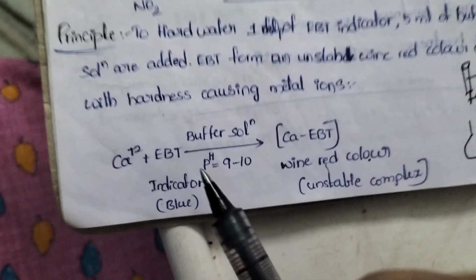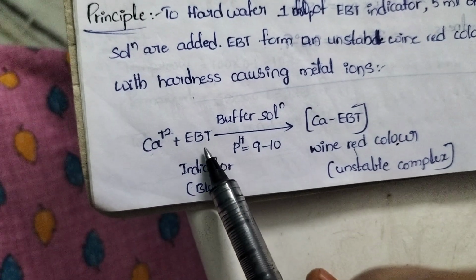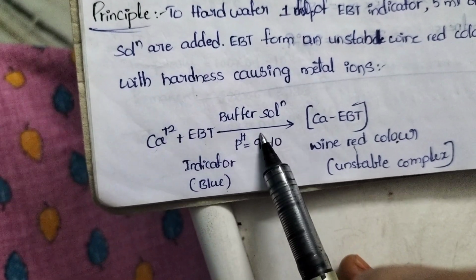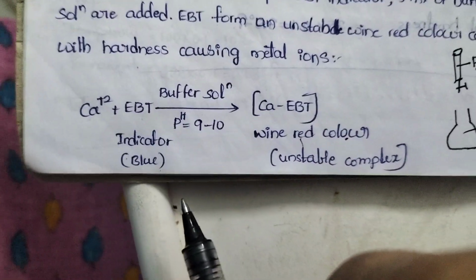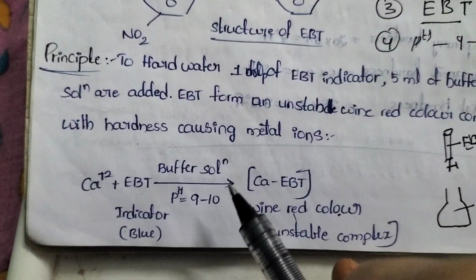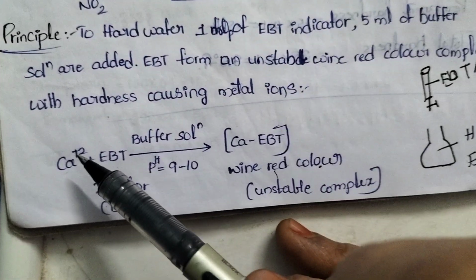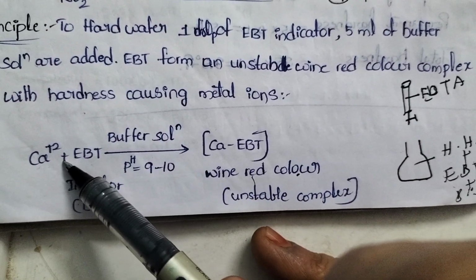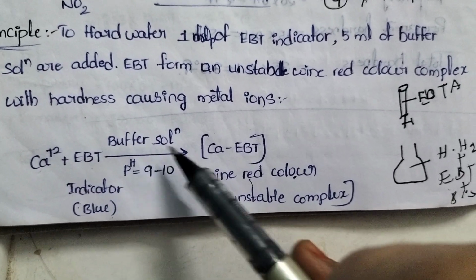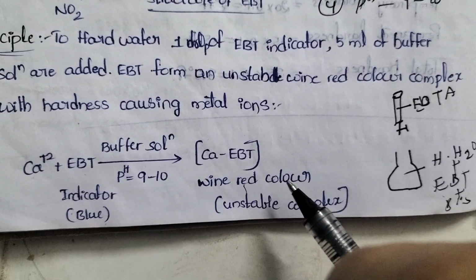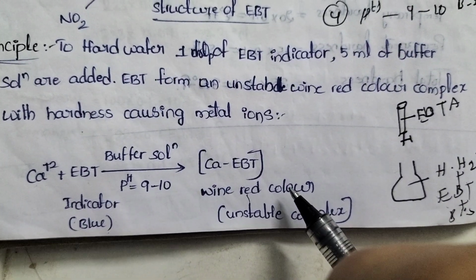To this calcium or hard water, we are adding what? EBT indicator and buffer solution. EBT indicator is blue in color. What is the color of EBT indicator? EBT indicator is in blue color. Whenever this EBT indicator is added to hard water in presence of buffer solution, it will turn into wine red color. Why does it turn into wine red color?